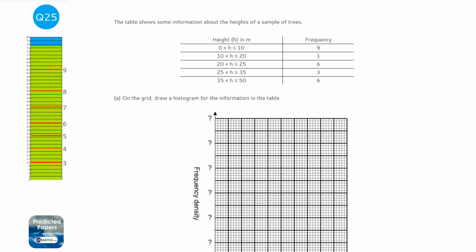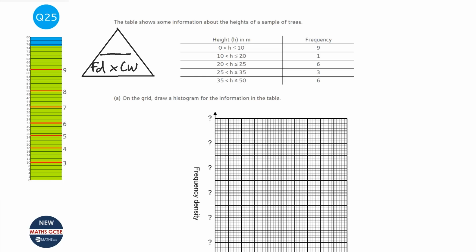The place to start with this question is just understanding that there is a triangle, and you might not know that there is a triangle for this because you might be taught it in a slightly different way. But if you were to draw a triangle for us, frequency density and class width were at the bottom and frequency at the top. Now it's a little bit misleading because actually this is proportional to the frequency density, so it's technically proportional to each other.